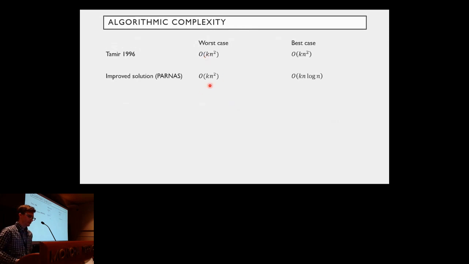And so we still have the worst time complexity of kn squared, but the best time complexity improved to kn log n. So this kn log n is achieved if your tree is nice and balanced, and you drop down to kn squared if it's a more caterpillar shape. And so if you have something in between, then your complexity is something in between. And so in simulations, we saw that as compared to the original Tamir algorithm, we do get at least 50 to 100 times improvement in runtime.